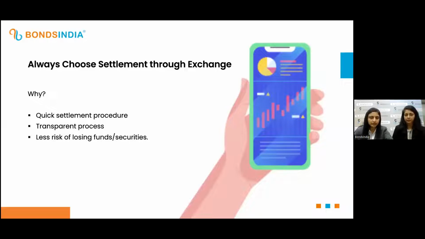Always choose your settlement through exchange. Why would you always choose a settlement through exchange? Basically, it's very simple, because the process is going to be very quick. The process will be extremely transparent. There's no counterparty risk involved there. And there is fairness and order among buyers and sellers. So basically, the entire process will be very smooth if you choose a settlement through exchange.